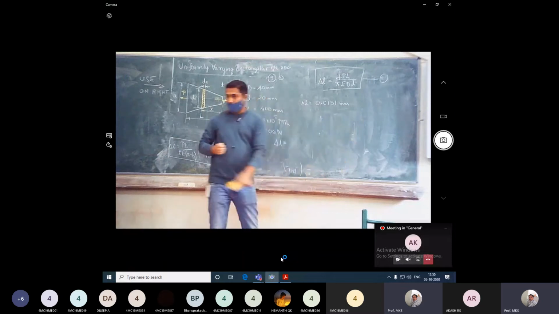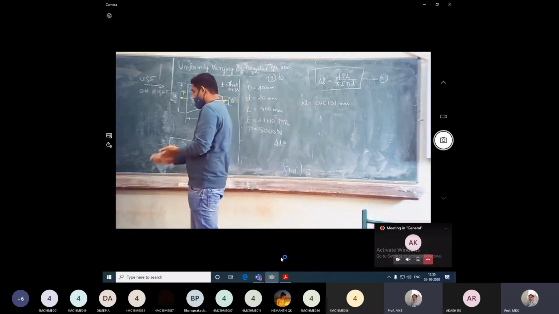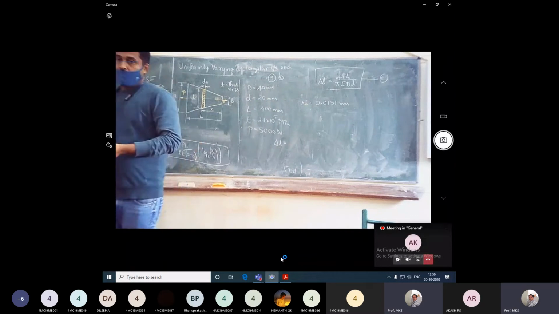So you take the problem, it is on a rectangular cross section bar, rectangular cross section bar.